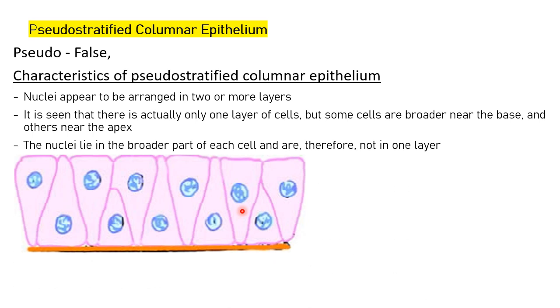Then another characteristic is that the nuclei lie in the broader part of each cell and are therefore not in one layer. As you can see, for these cells, the nucleus is found on the broader part, and for these cells, the nucleus is found on the broader part. But all the cells are resting on one basement membrane.